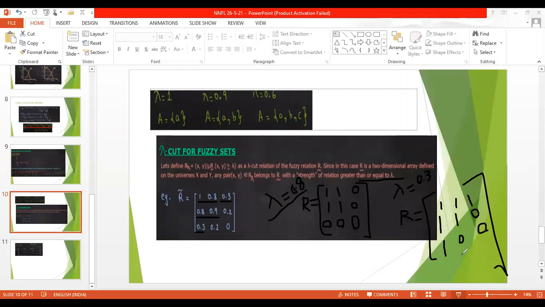Similarly, if you are asked with lambda is equal to 0.2, including 0.2 also you will get 1, except the last term remaining as it is as 0. Okay. Lambda cut relation, you are mentioning value equal to or greater than the lambda value as 1, and remaining all the terms to be zeros. Okay. Hope it is clear.